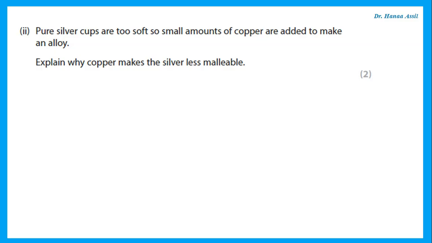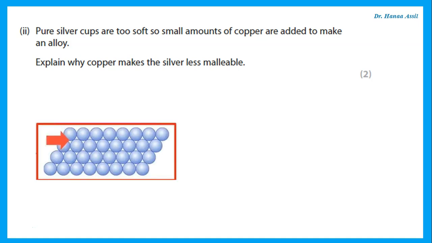Pure silver cups are too soft, so small amounts of copper are added to make an alloy. Explain why copper makes the silver less malleable. Remember, we said alloys are stronger, less malleable.